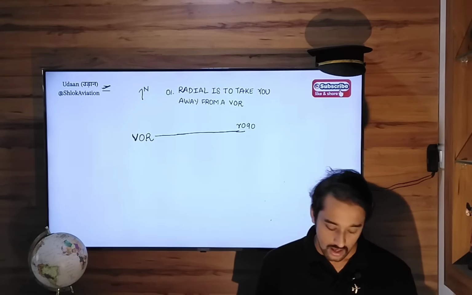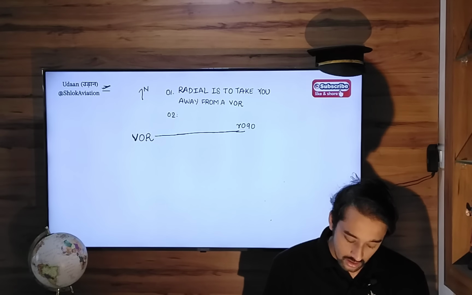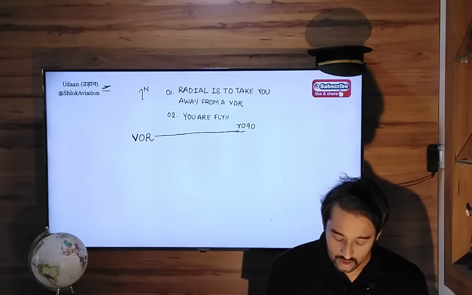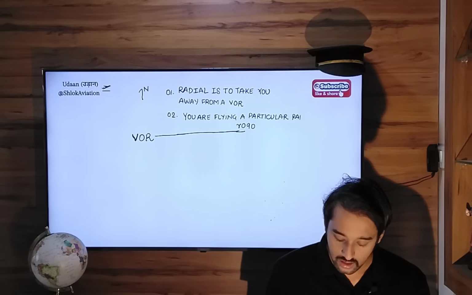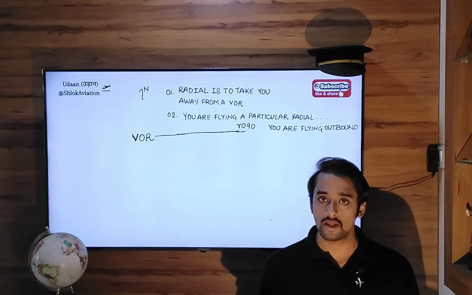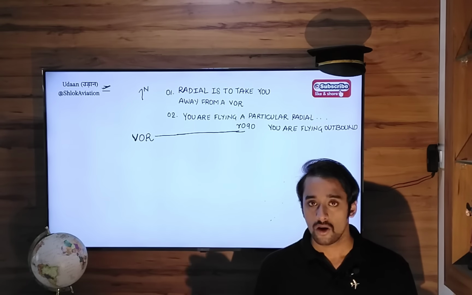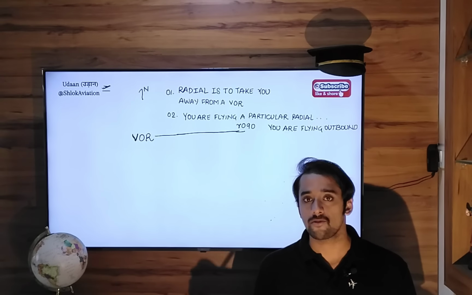So when we say you are flying a particular radial, that means you are flying outbound. You are flying outbound from a station, unless in the question it is explicitly mentioned that you are flying homebound or inbound or towards the station. Okay, so flying a radial means you are flying away from a station.